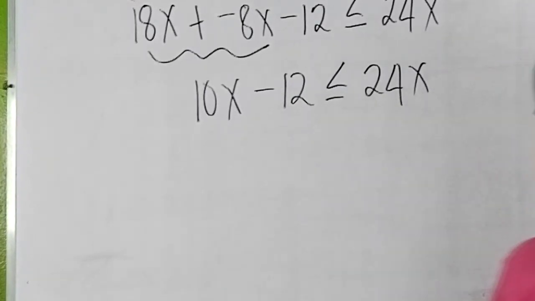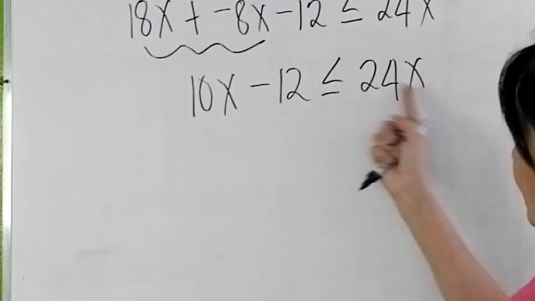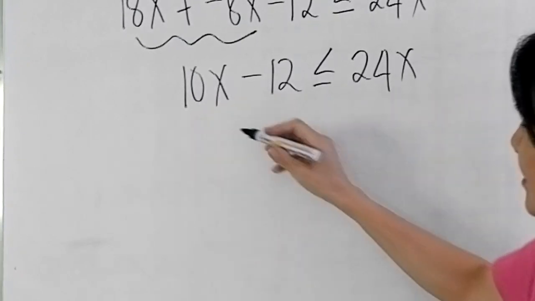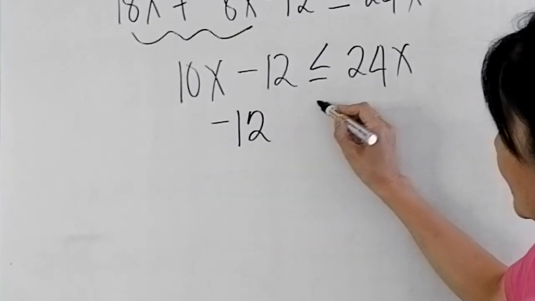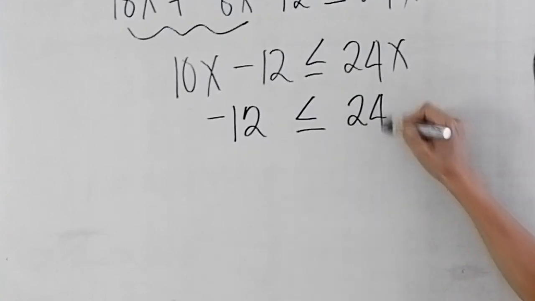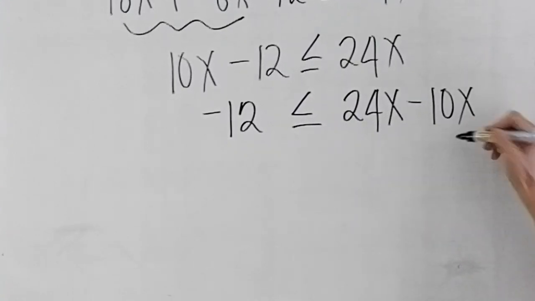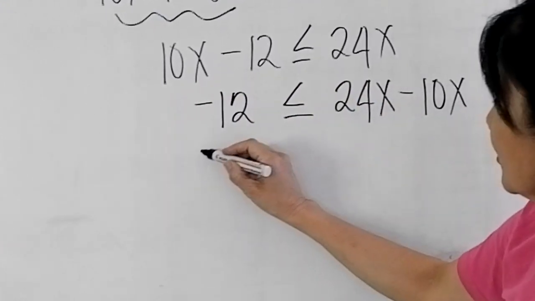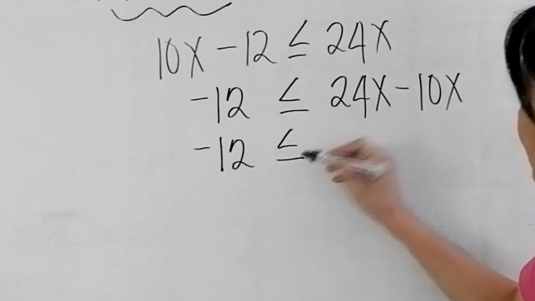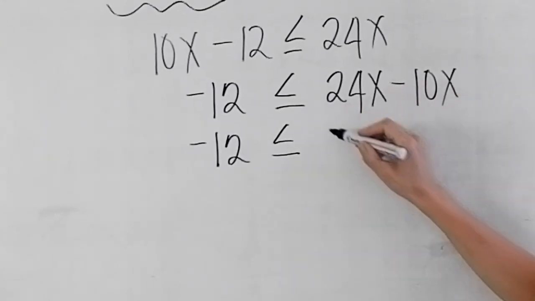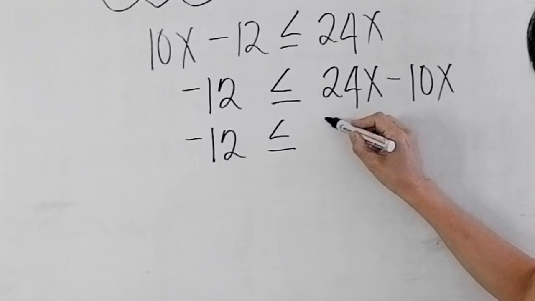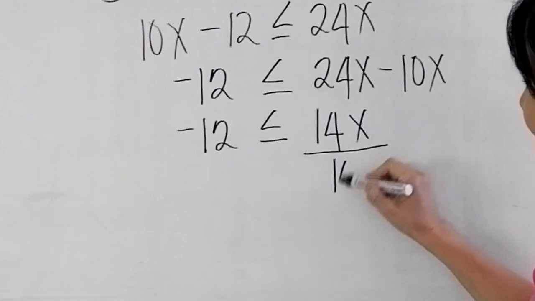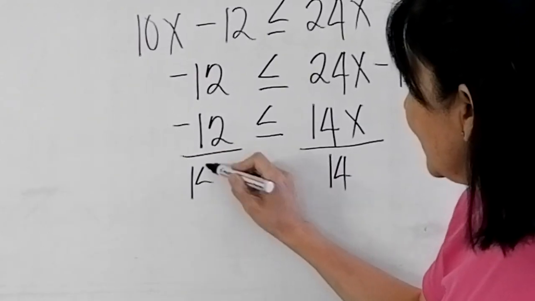Combine all those with x's. So you have a choice to transpose this there or this here. Now let's try transposing 10x to the other side so that we can see an x on the right side. So we have here 24x minus 10x. Did you see that? I just copied this, 24x transpose 10x. So this is now negative 12 is less than or equal to 24x minus 10x is 14x. Then, x is on the right side, so you divide both sides by 14.